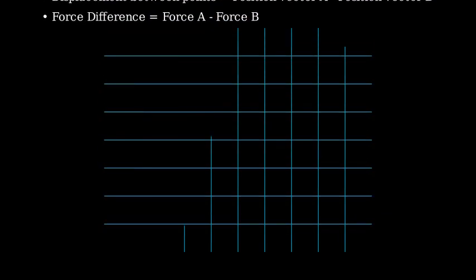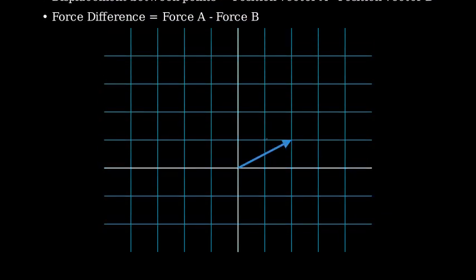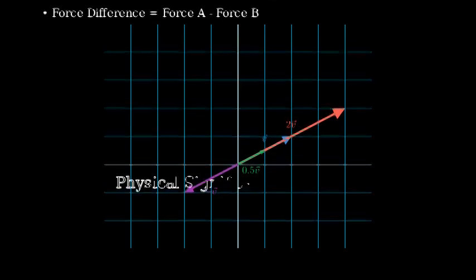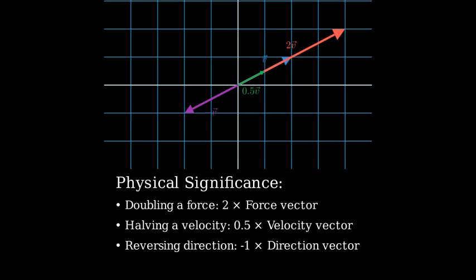Now, let's look at scalar multiplication. When we multiply a vector by a scalar, we change its magnitude, but keep the same direction if the scalar is positive. If the scalar is negative, the direction is reversed. Physically, scalar multiplication represents scaling physical quantities like doubling a force or halving a velocity.